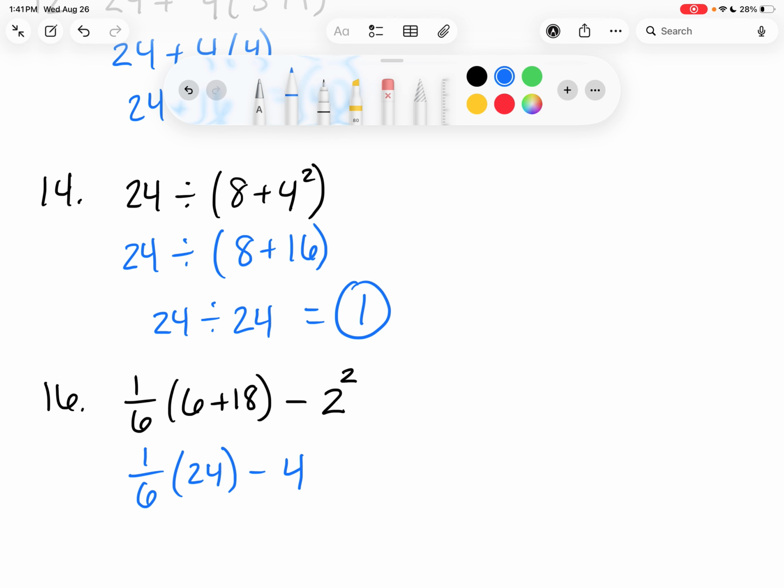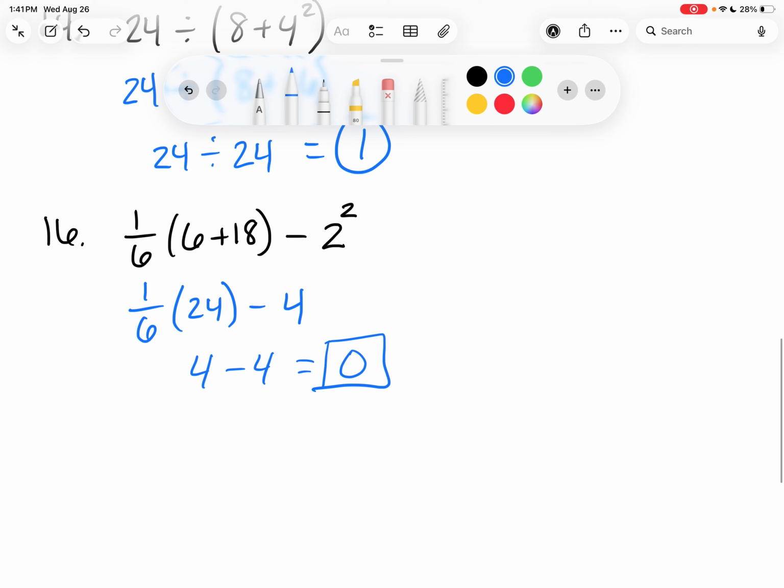Yep, so I can multiply 1/6 times 24. You can also think about this as 24 divided by 6. What do we get when we do that? 4. Minus 4? 0. I'm going to box that because it just looks weird to circle a 0.